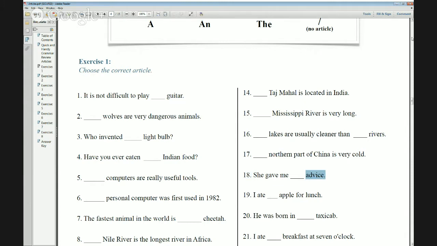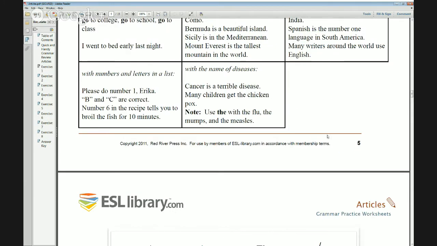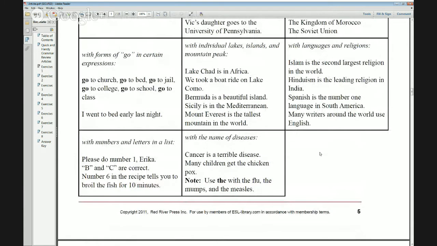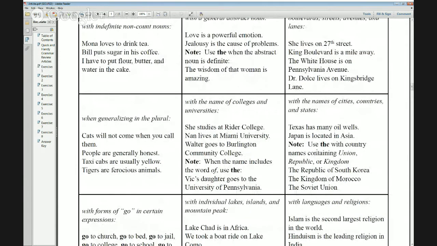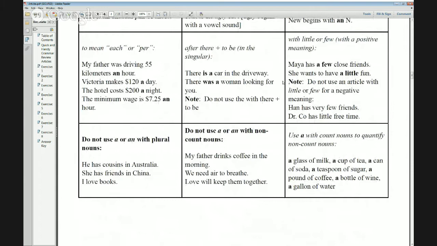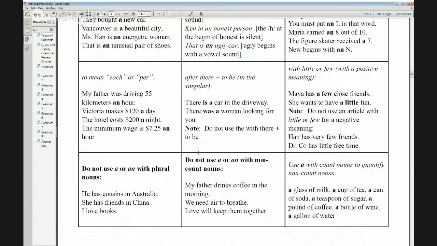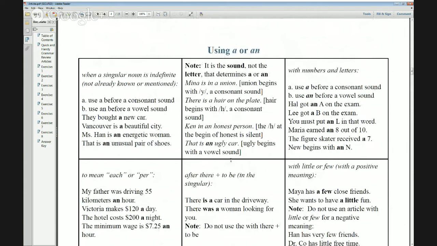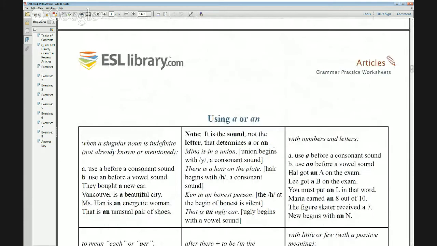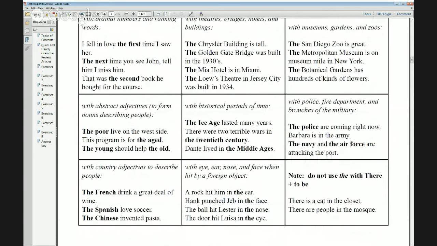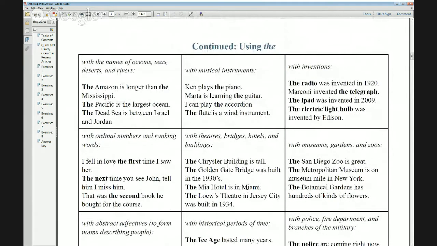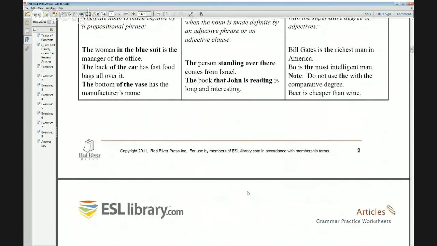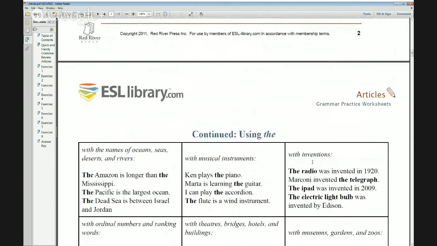Find this, and I want you to show me where it is. Tell me where is the proof. I want you to get used to using this table or this chart. I think without article. You think it's without? She gave me advice. I don't know if it's here. Probably not. Yeah, it's gonna be advice.